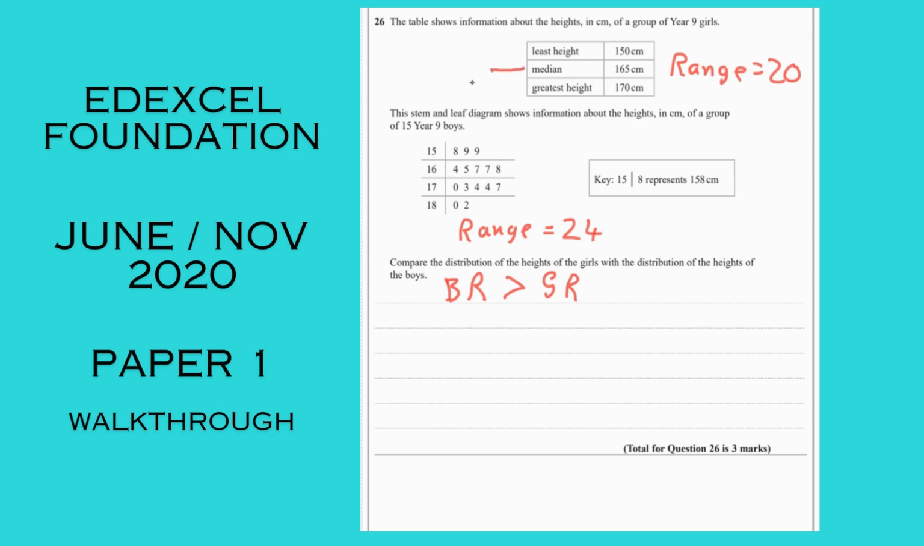Then we've got the median. So if we start crossing out and find the median for the lads, we end up with the median being 168. So the boys' median is 168. So on average, the boys are taller than the girls. Keep it simple. Do not overcomplicate. Number 27.